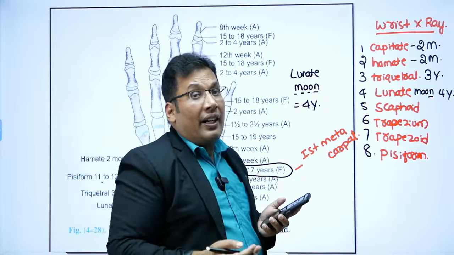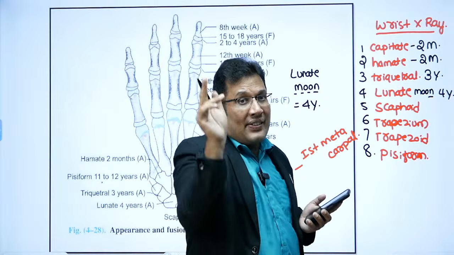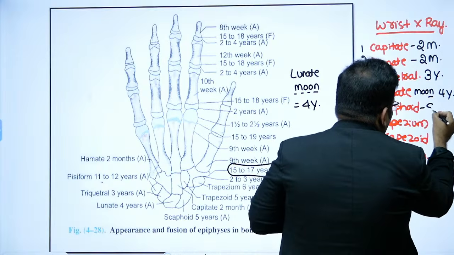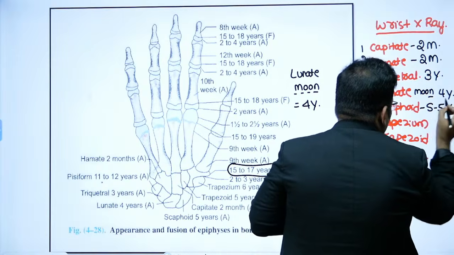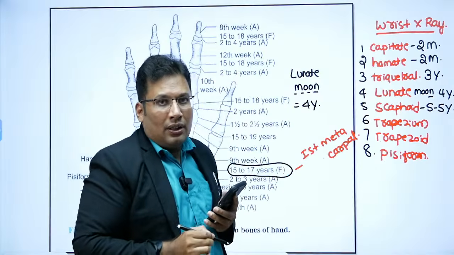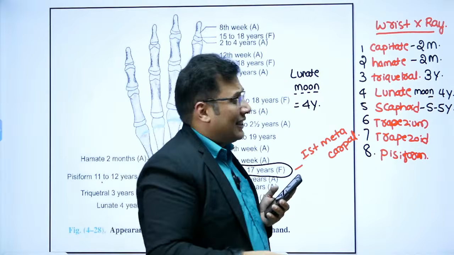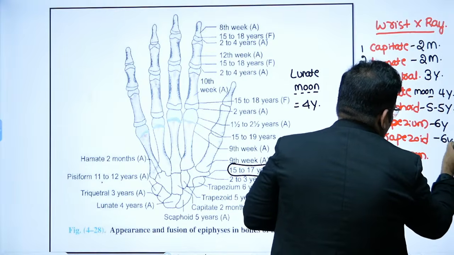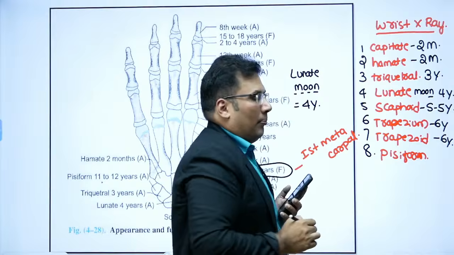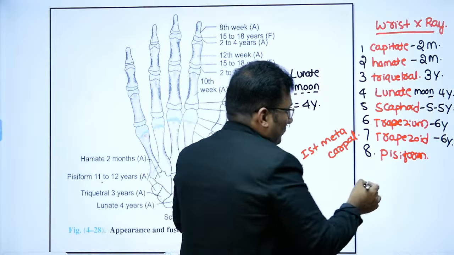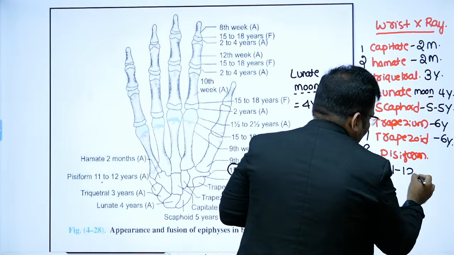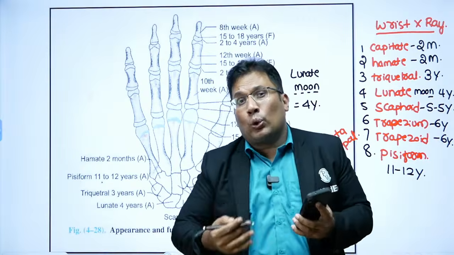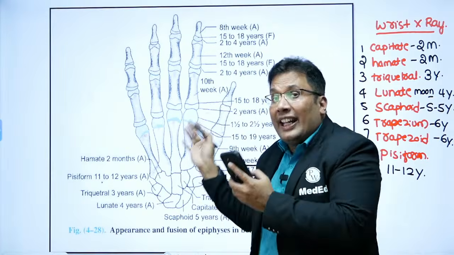Then comes the scaphoid, which is boat shaped. Scaphoid, S for 5 years. Trapezium, trapezoid, usually 6 years. Pisiform, you can see here, 11 to 12 years. Again, it differs from one book to another, but this is what is given in the textbook.